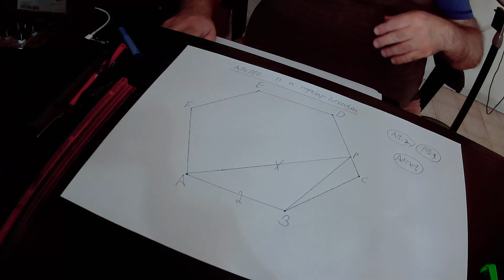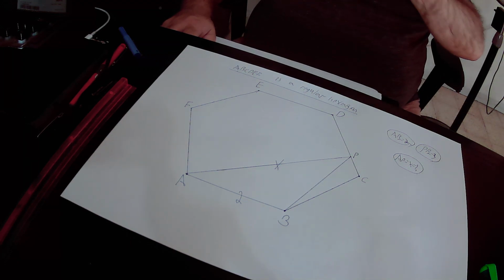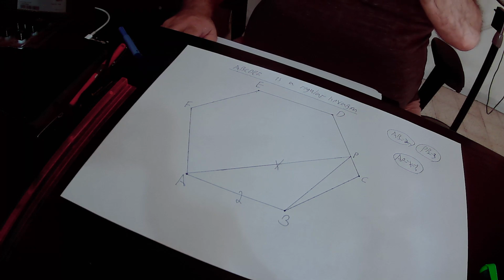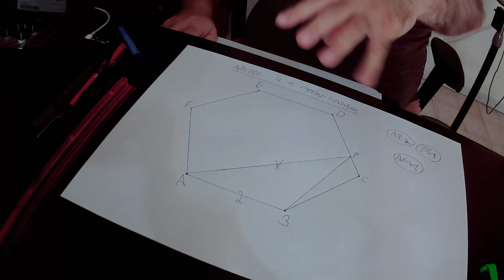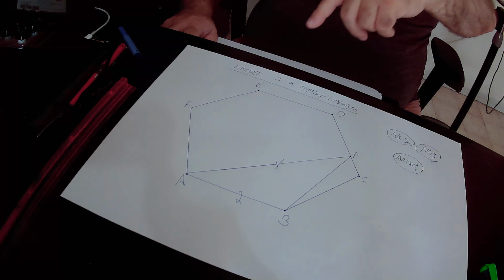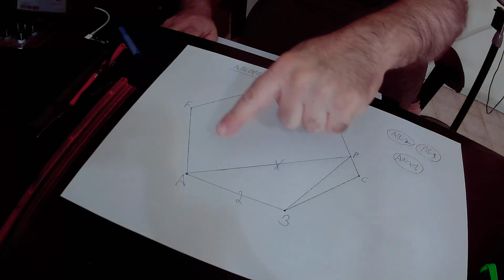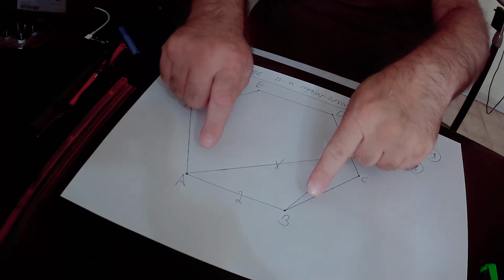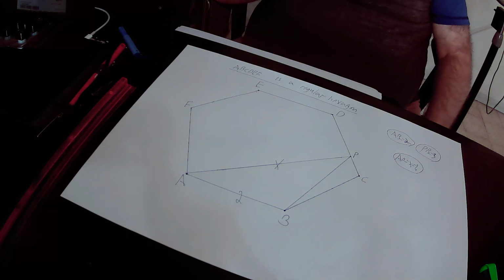Now in this lecture we will find out the length of line segment X. In the drawing we have a regular hexagon. A regular hexagon is a polygon that has 6 equal sides, and 6 equal angles. Those 6 angles are also equal to each other.